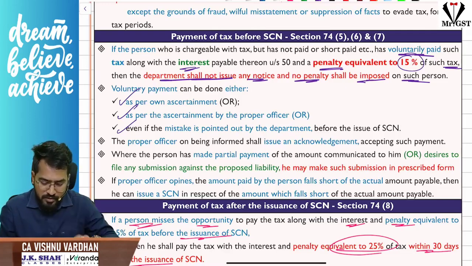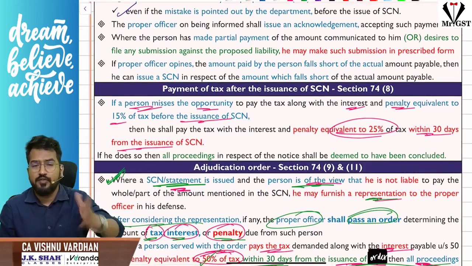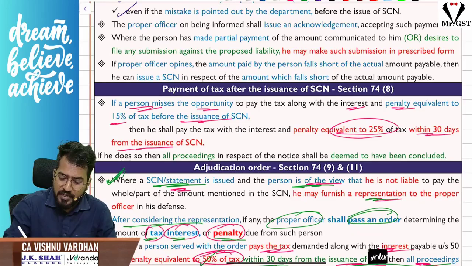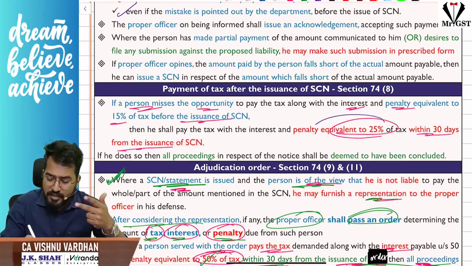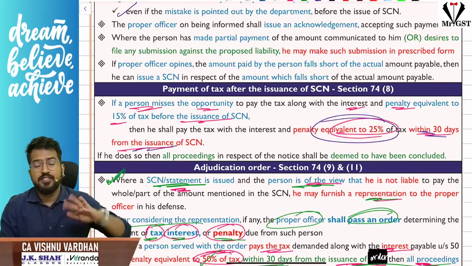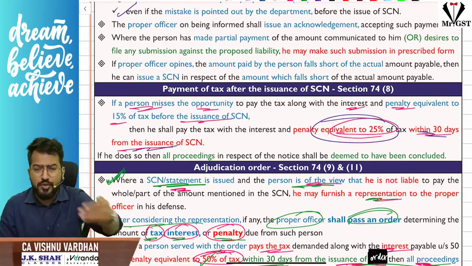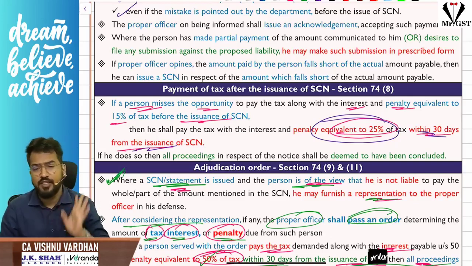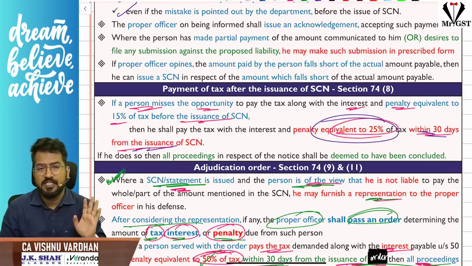No sir, you have missed out that opportunity. The officer has passed the show cause notice. Now what you should do is pay tax, interest, and penalty of 25% within 30 days from the show cause notice. That means once the show cause notice is issued, you realize, yes, I am supposed to pay. Then within 30 days you are paying, in such a case, sir, pay 25% penalty.